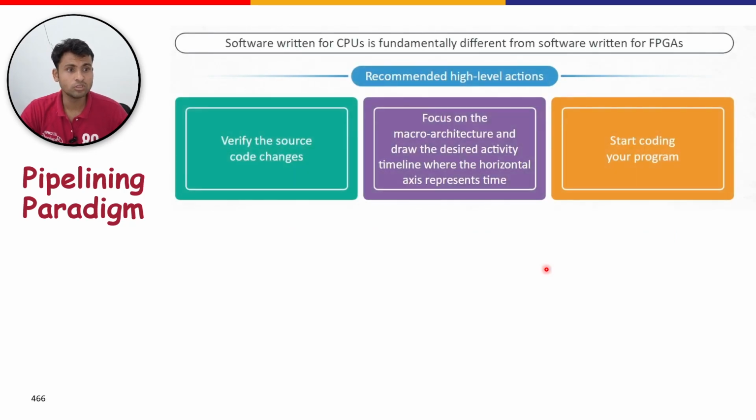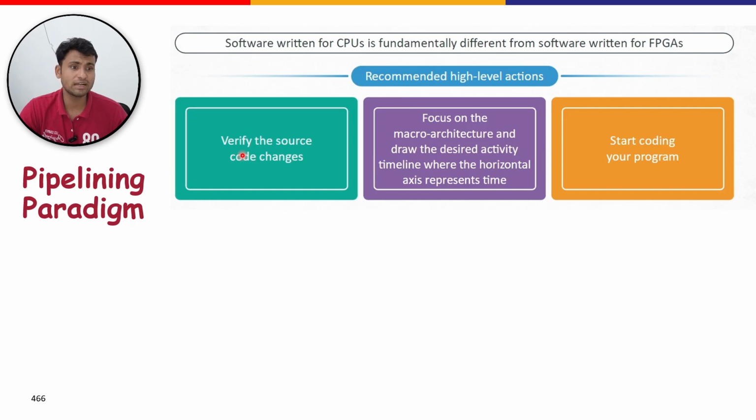So to conclude, software written for CPUs and software written for FPGAs is fundamentally different. You cannot write code that is portable between CPU and FPGA platforms without sacrificing performance. Some high-level actions recommended as a prescription for achieving performance on reconfigurable FPGA platforms include the following.